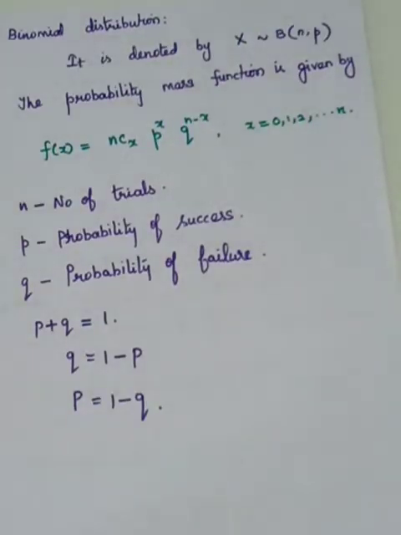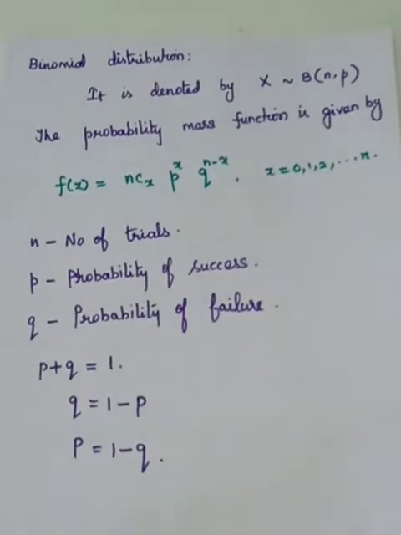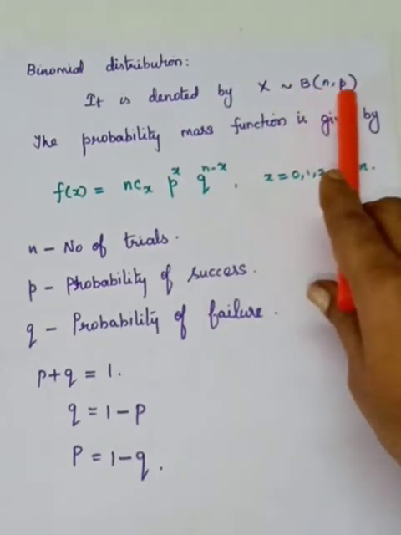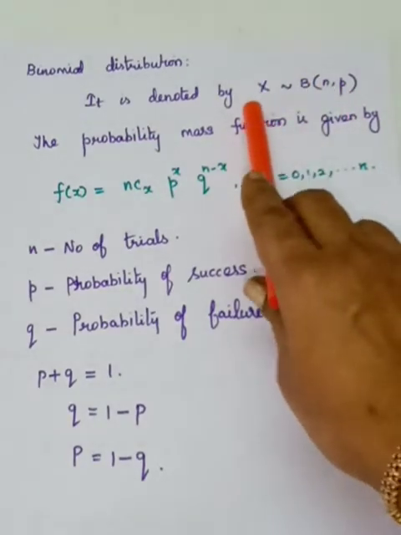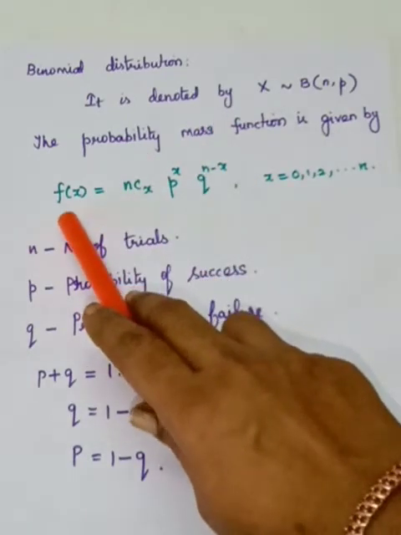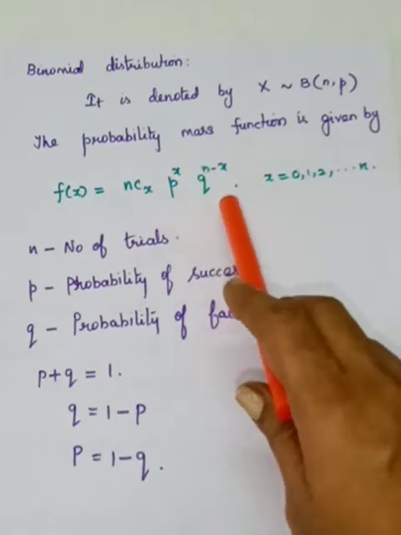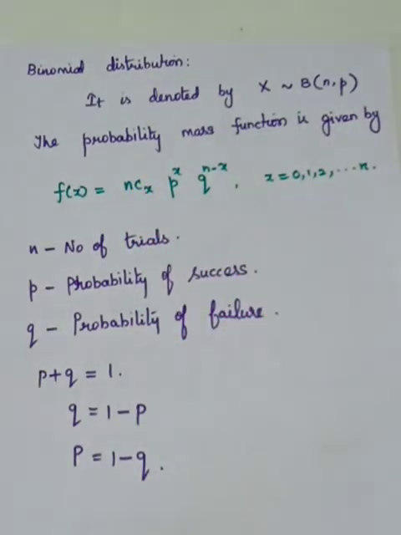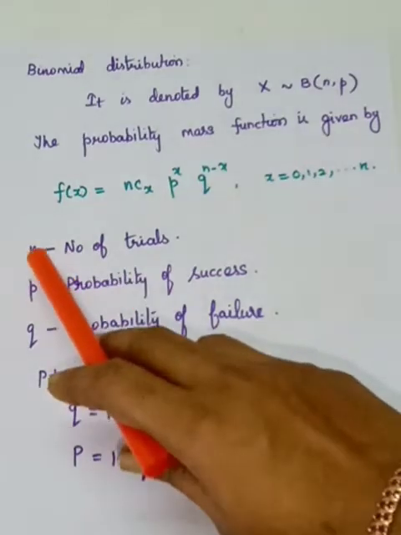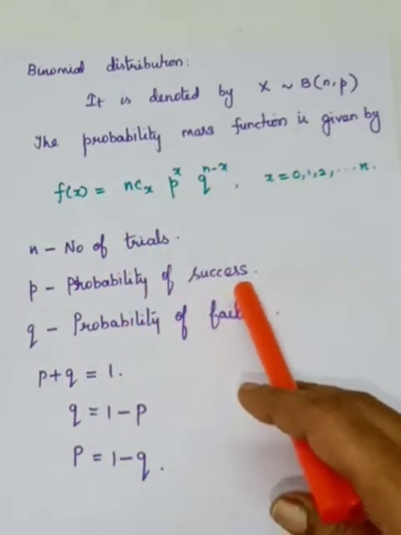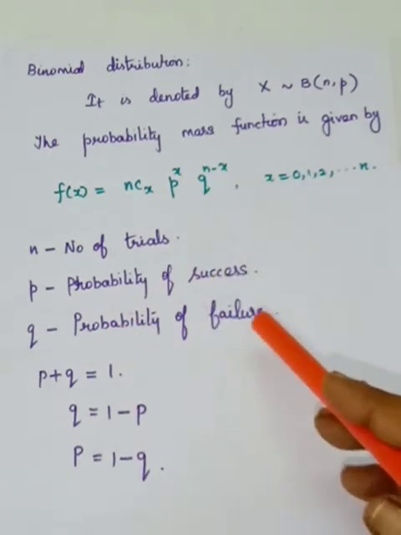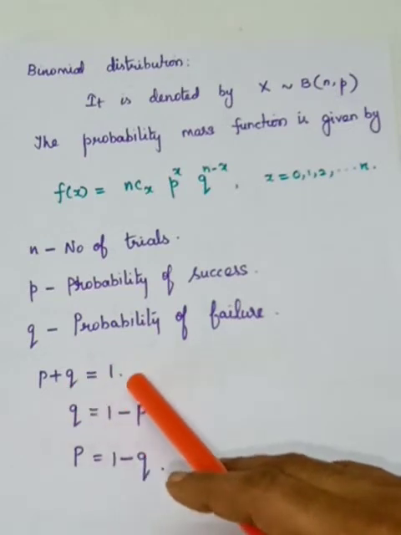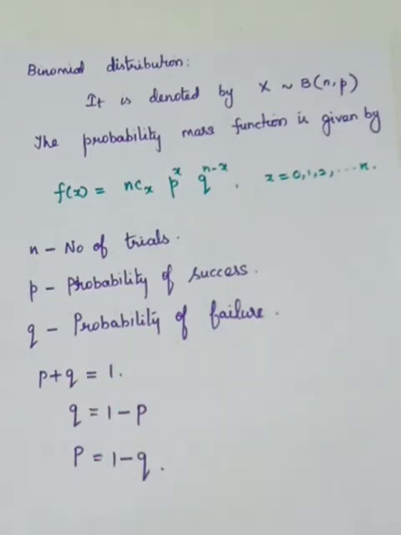Now we are moving to the binomial distribution. If X follows the binomial distribution, it is denoted as X follows binomial distribution with parameters n comma p. Its probability mass function f of x is nCx p power x q power n minus x, where x varies from 0, 1, etc. up to n. What is small n? The number of trials, how many times the Bernoulli trial is repeated. What is p? The probability of success. What is q? The probability of failure. It has only two possible outcomes, which are exhaustive, so the total probability is 1. So p plus q is equal to 1, q is equal to 1 minus p and p is equal to 1 minus q.